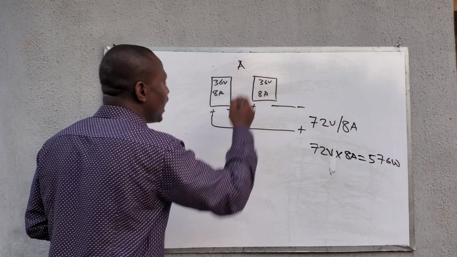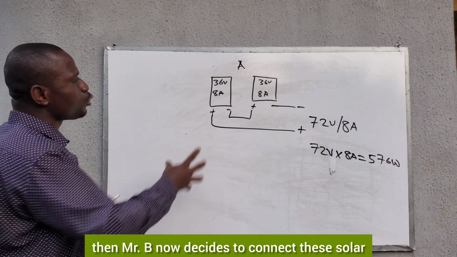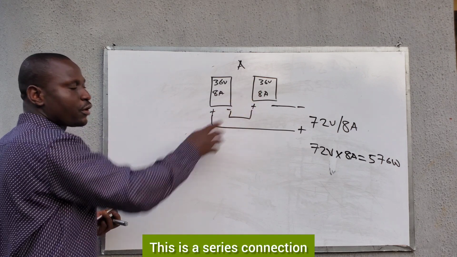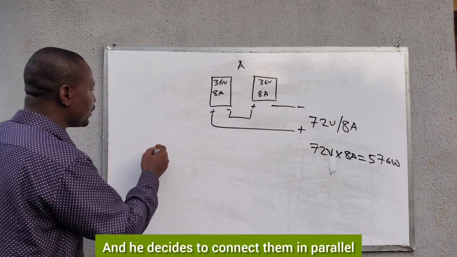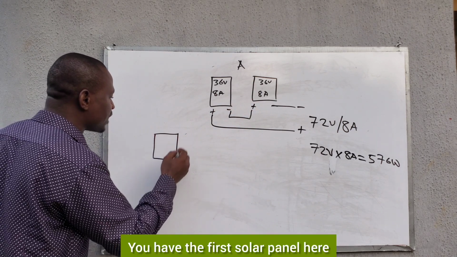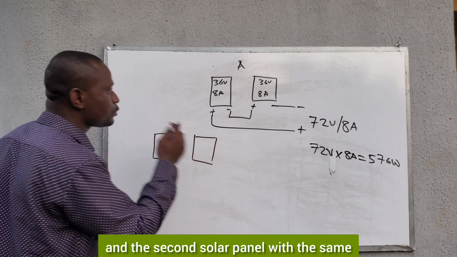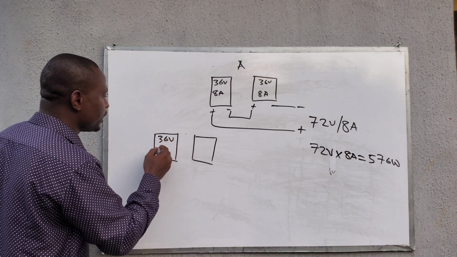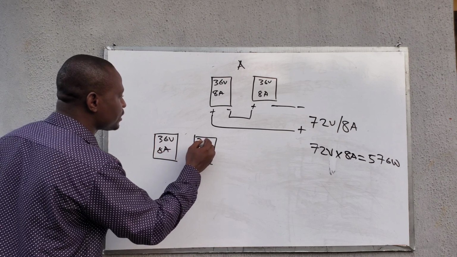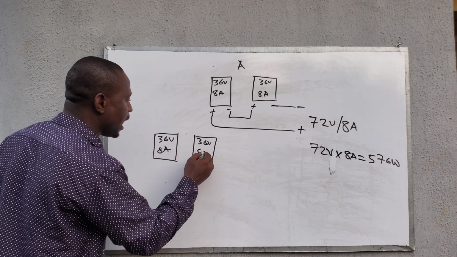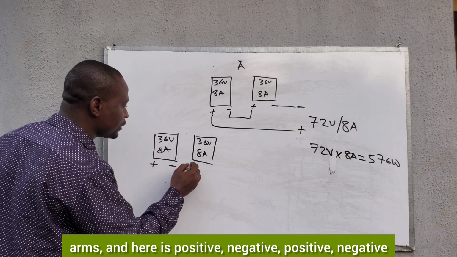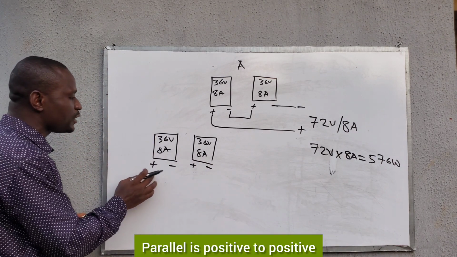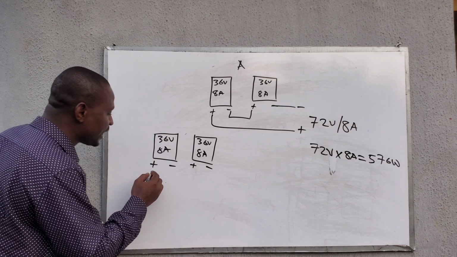Mr. B now decides to connect these solar panels in parallel. This is series connection, and he decides to connect them in parallel. You have the first solar panel here and the second solar panel with the same specifications: 36 volts, 8 amps, 36 volts, 8 amps, and here is positive, negative, positive, negative. Then they are connected in parallel. Parallel is positive to positive, negative to negative.